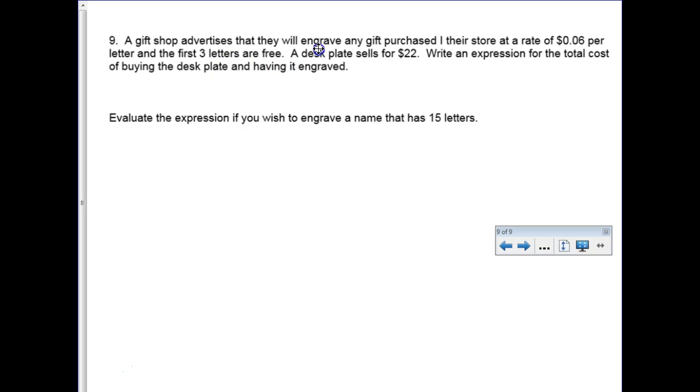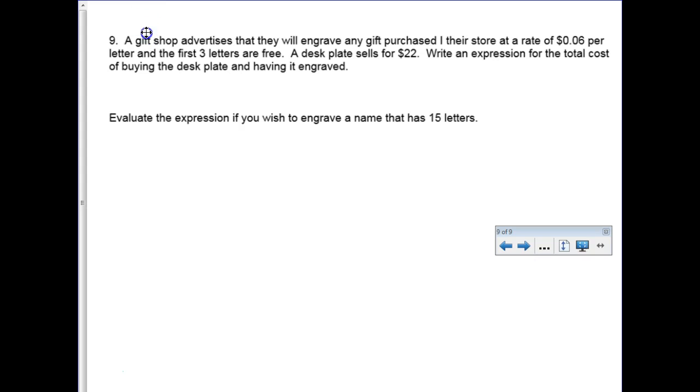All right, so a gift shop advertises that they will engrave any gift I purchase at their store at a rate of 6 cents per letter, but they're going to give me the first 3 letters for free. A desk plate sells for $22. Write an expression for total cost of buying a desk plate and having it engraved. So I'm going to start off with a verbal model. And this part here we're not going to do at all yet. Leave this to the end.